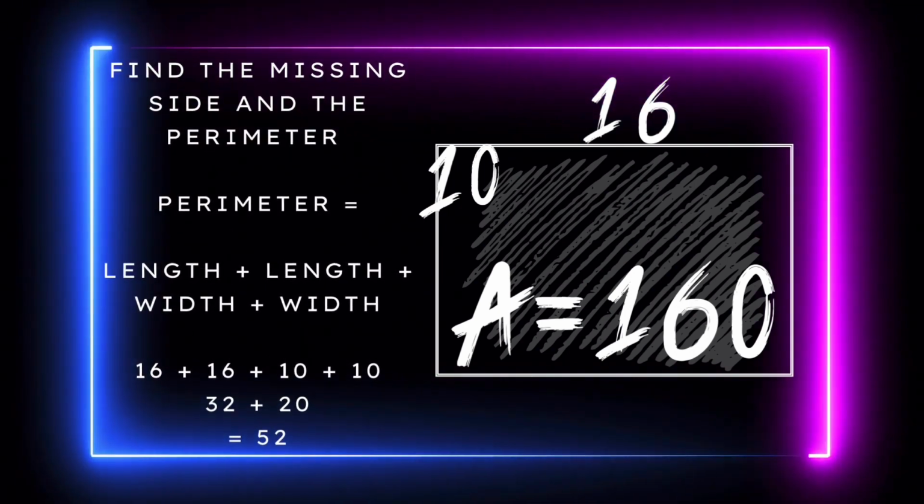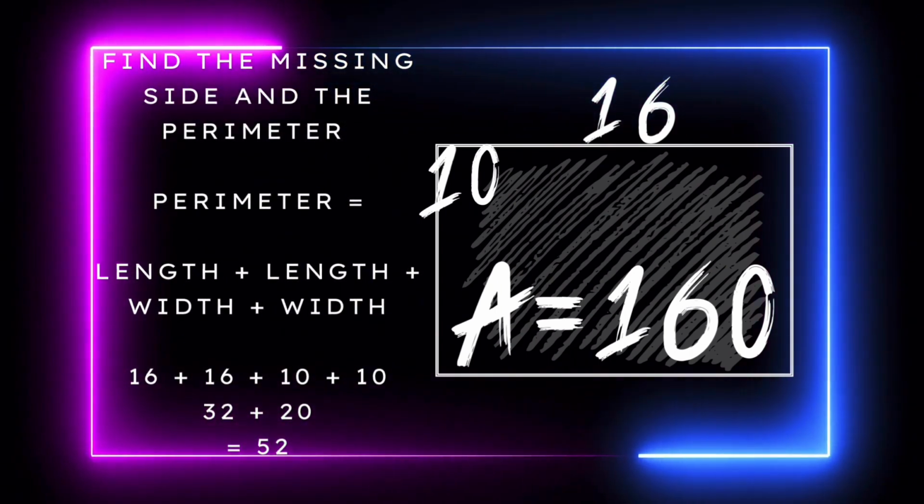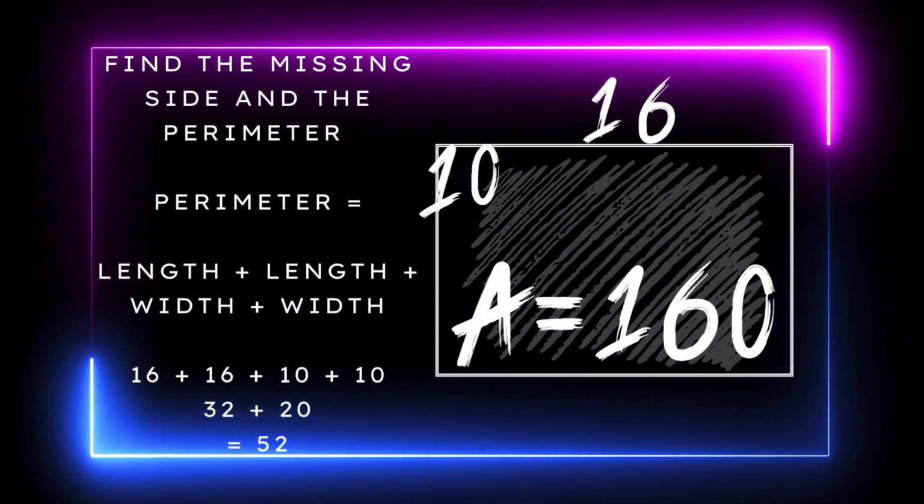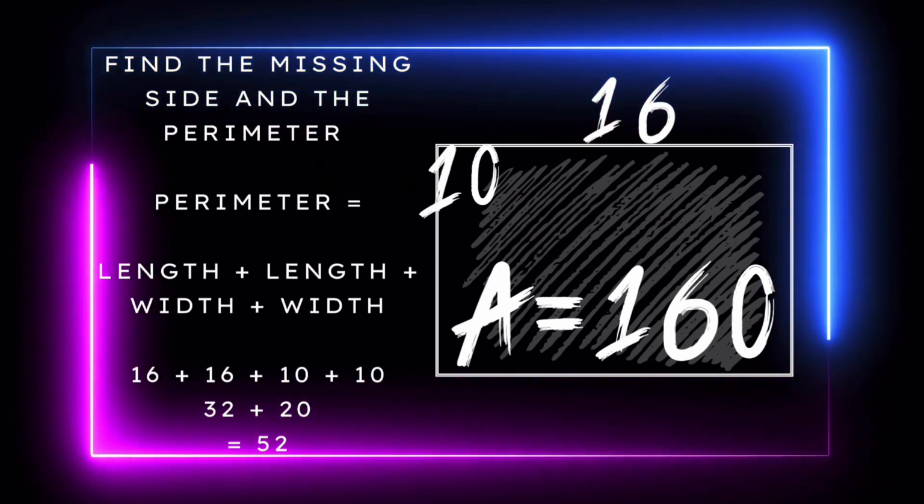The perimeter can also be solved with length plus width plus width. So 16 plus 16 plus 10 plus 10. 16 plus 16 is 32. 10 plus 10 is 20, and 32 plus 20 equals 52.